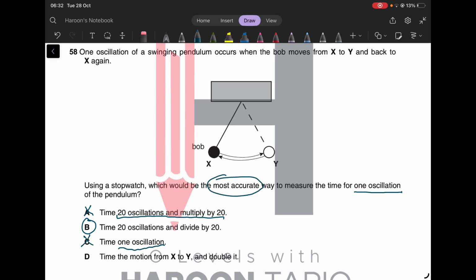So C is out. D, time the motion from X to Y and double it. So this would be the least accurate. Over here, we are not even doing one oscillation. We are actually doing half oscillation. So this would be the least accurate. So the correct answer has to be B. This was the last question.